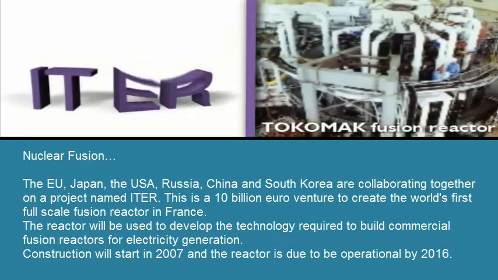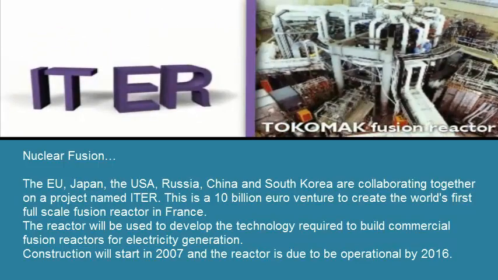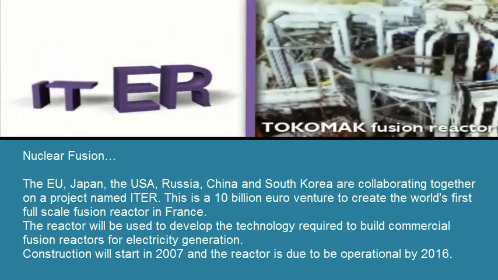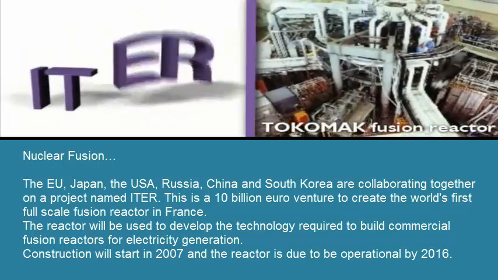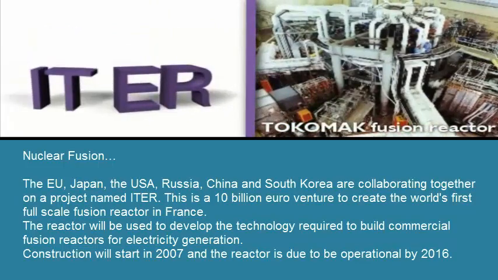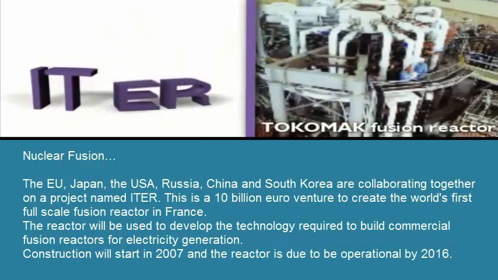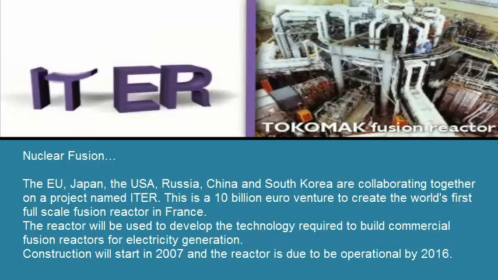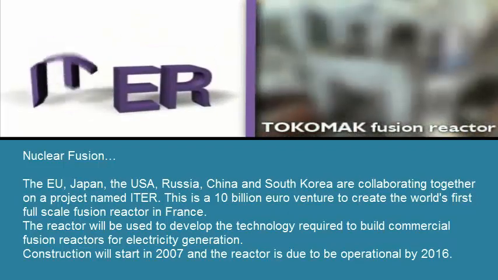The EU, Japan, the USA, Russia, China and South Korea are collaborating together on a project named ITER. This is a €10 billion venture to create the world's first full-scale fusion reactor in France. The reactor will be used to develop the technology required to build commercial fusion reactors for electricity generation. Construction will start in 2007, and the reactor is due to be operational by 2016.